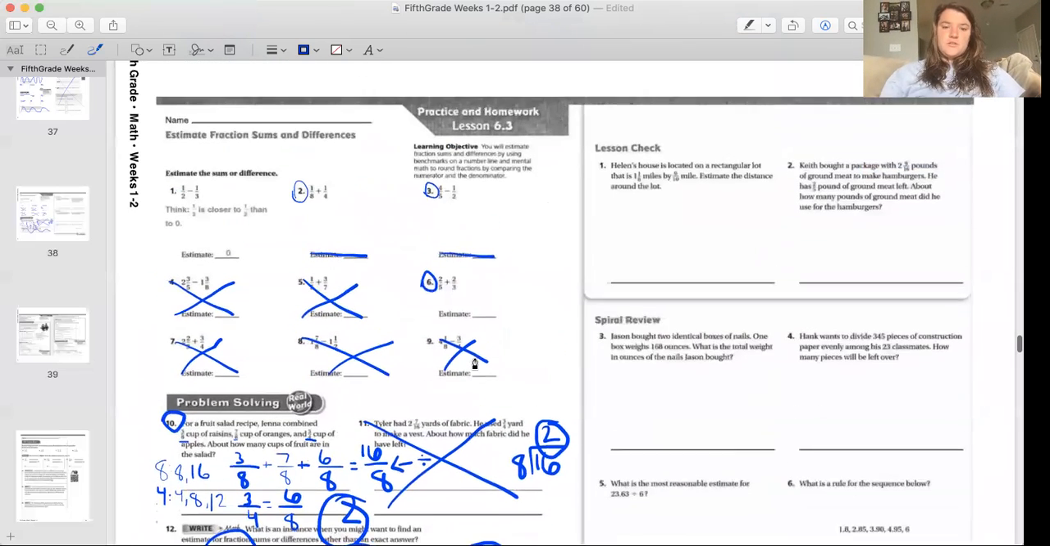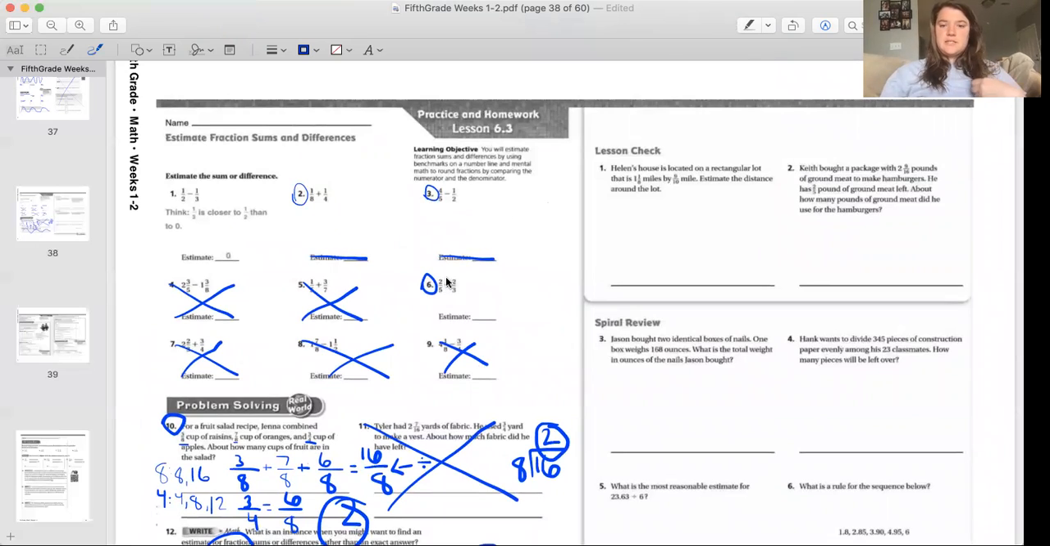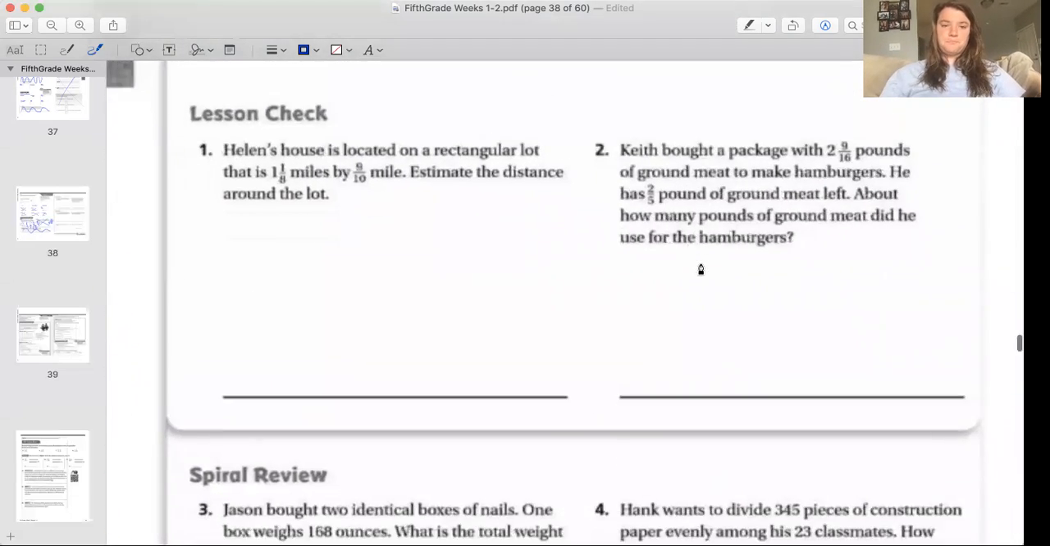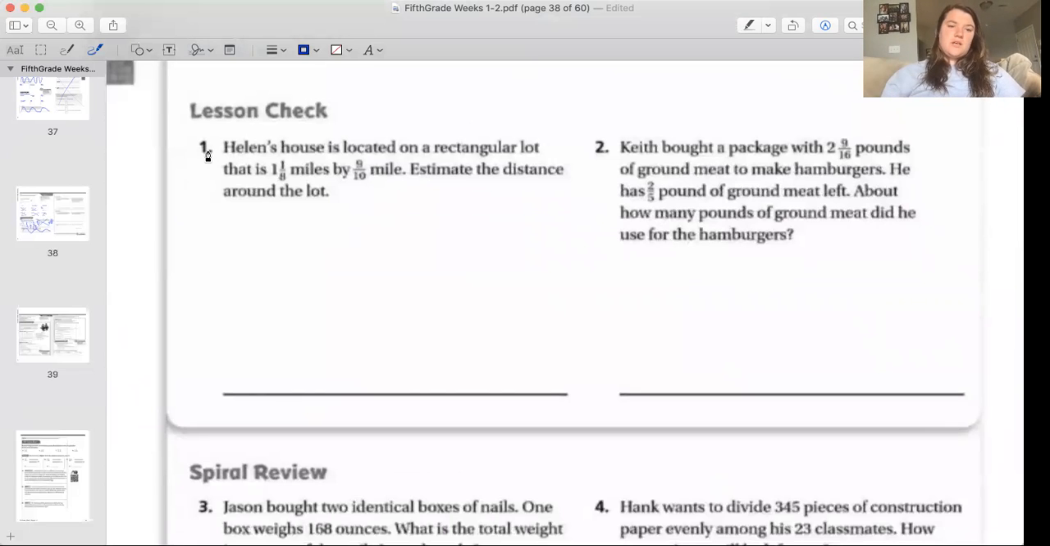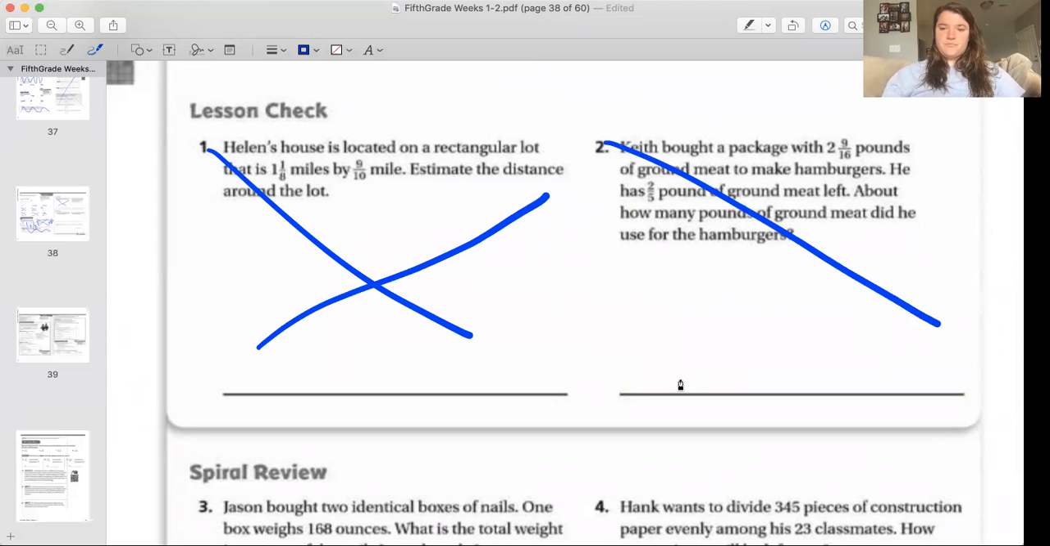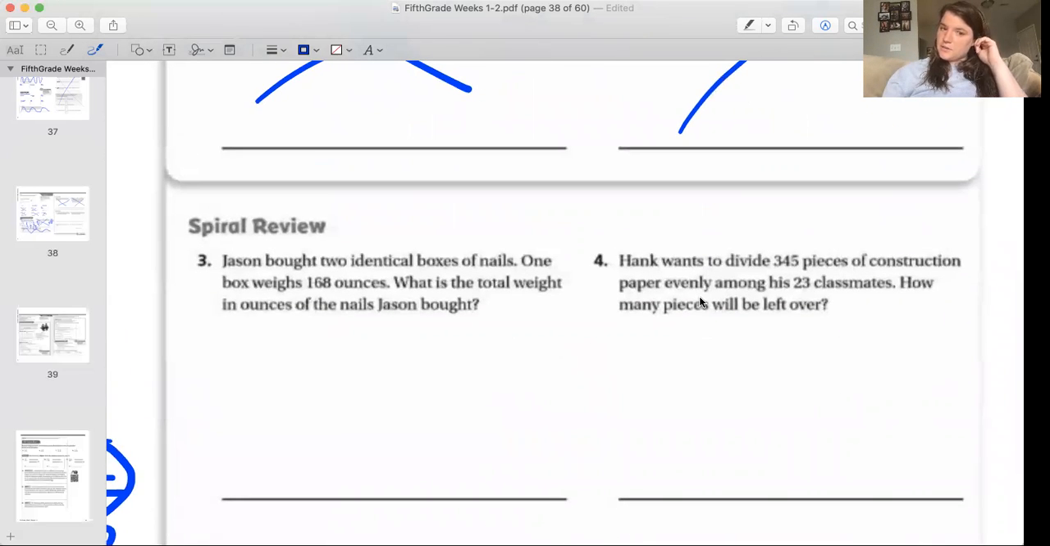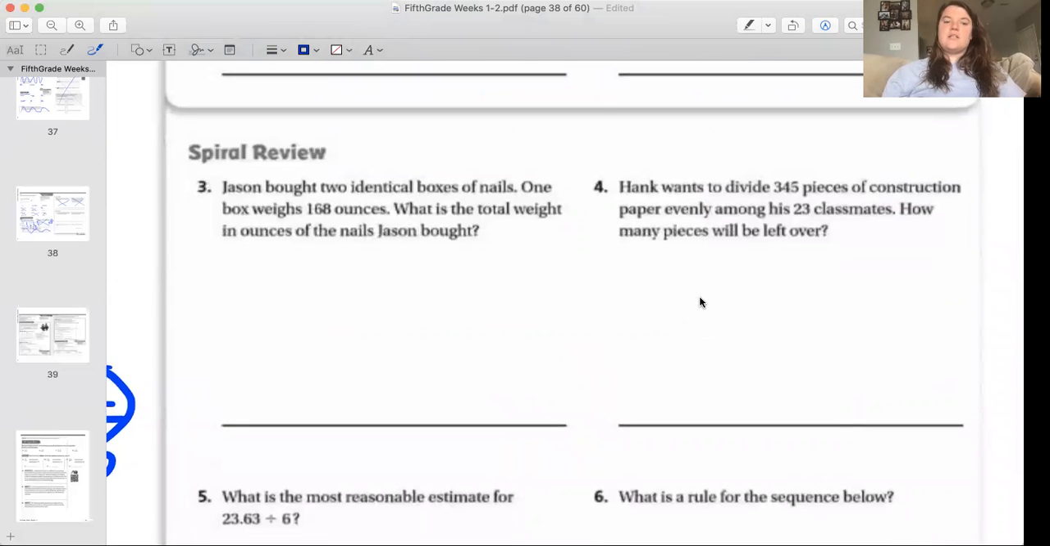So really all you need to do is number 2, 3, and 6 on this page, but we are going to jump over to this page over here. And actually we're going to cross out number 1 and number 2 because that's something we'll save for Friday. And then it says, Jason bought 2 identical boxes of nails. One box weighs 168 ounces. What is the total weight in ounces of the nails Jason bought?